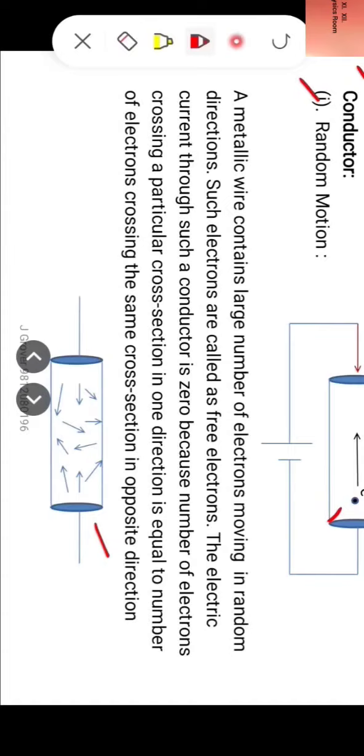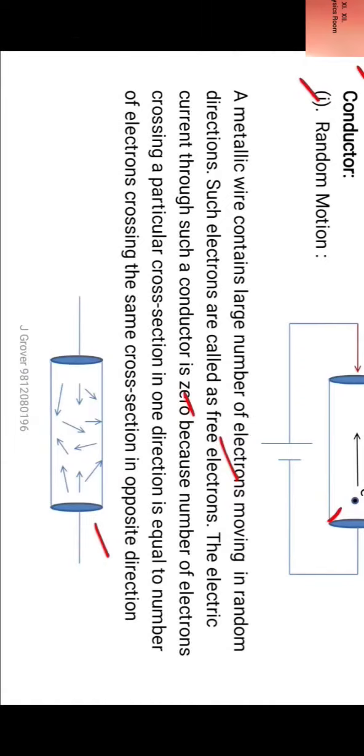I repeat, a metallic wire contains a large number of electrons in random directions. Such electrons are called free electrons. The electric current through such a conductor is 0 because the number of electrons crossing a particular cross section in one direction is equal to the number of electrons crossing the same cross section in the opposite direction. So therefore the net current through the conductor is 0.